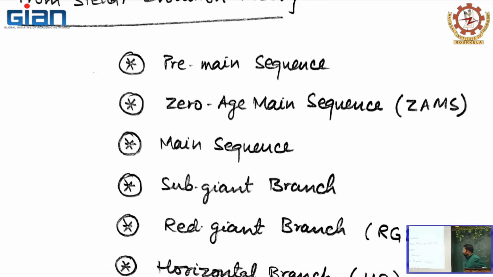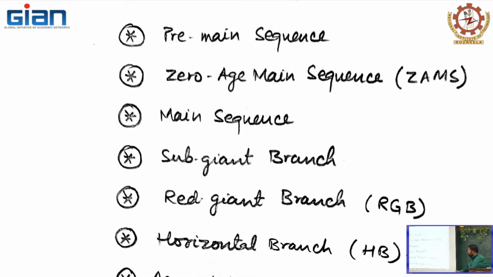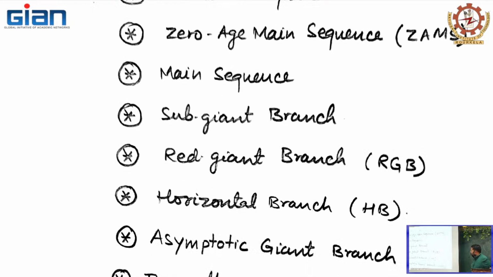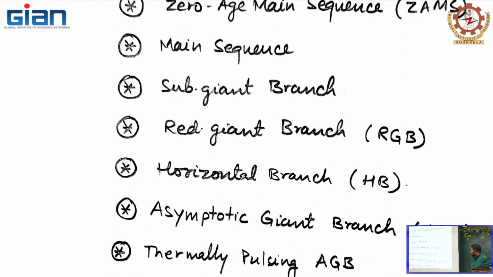After that, it goes through a few more evolutionary states, for example the subgiant branch phase, the red giant branch phase, then the horizontal branch phase, and then the asymptotic giant branch phase. In short, the red giant branch phase we refer to as the RGB phase, the horizontal branch we call the HB phase, and the asymptotic giant branch we typically call the AGB phase.